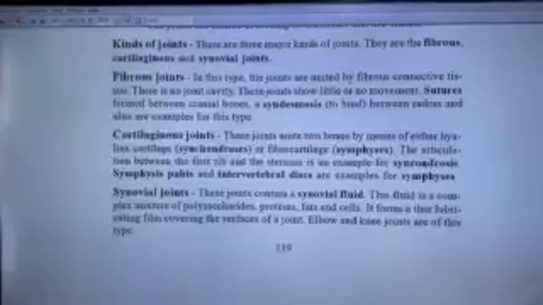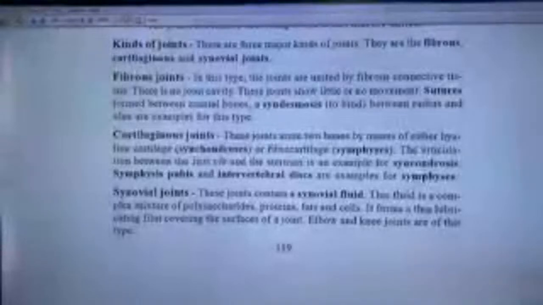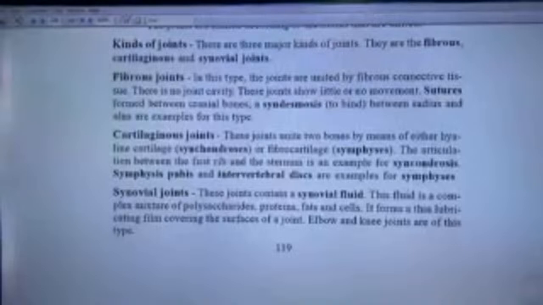Cartilaginous joints. These joints unite two bones by means of either hyaline cartilage, synchondrosis, or fibrocartilage, symphysis. The articulation between the first rib and the sternum is an example of synchondrosis. The pubic symphysis and intervertebral discs are examples of symphysis.